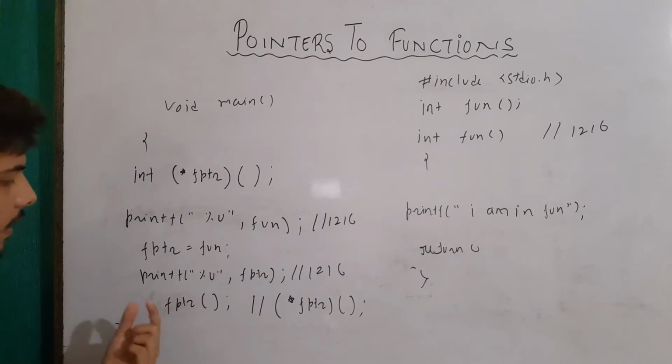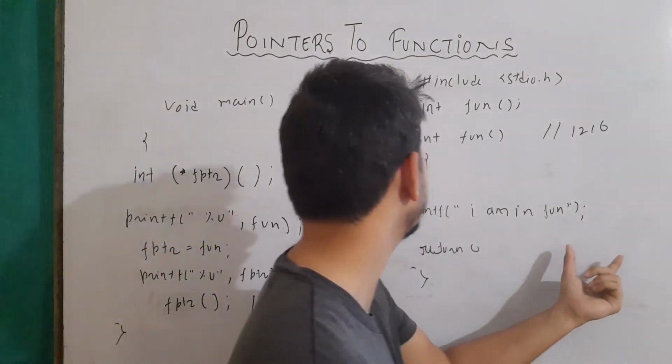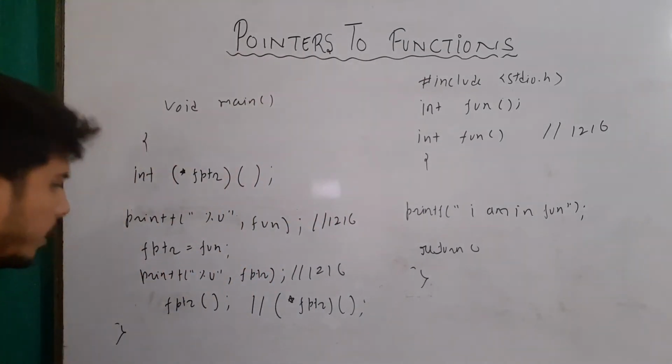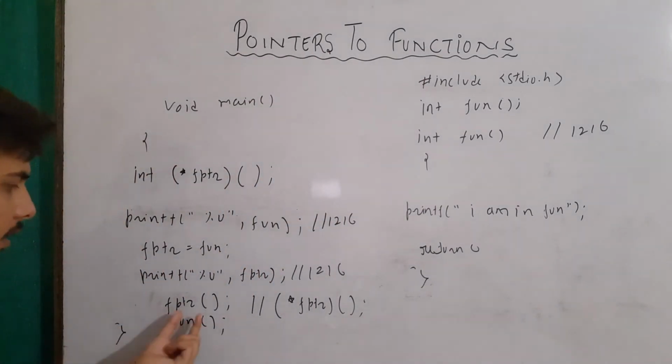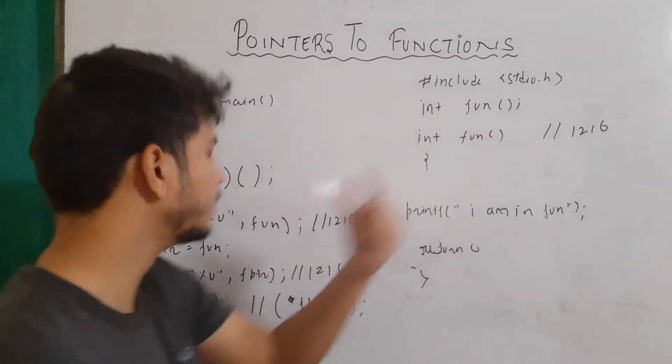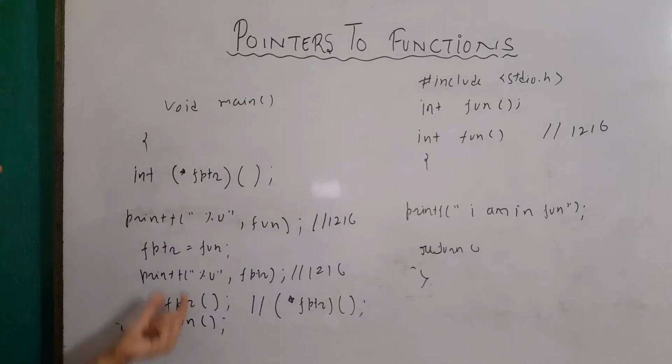Okay, so in this case, it will point to the same function again, and in the output it will give me I am in fun. Similarly, if I again write here, let's say, fun, in this case this will call this function and this will also call this function. So this is how we create a function pointer variable, right?